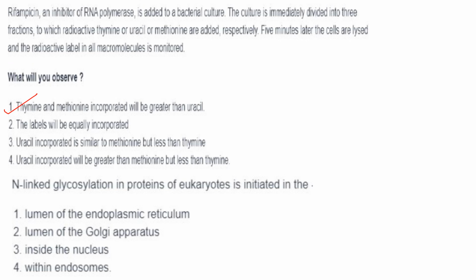Then N-linked glycosylation of proteins in eukaryotes is initiated in the lumen of endoplasmic reticulum. If it is O-linked glycosylation, then it would have been Golgi apparatus.